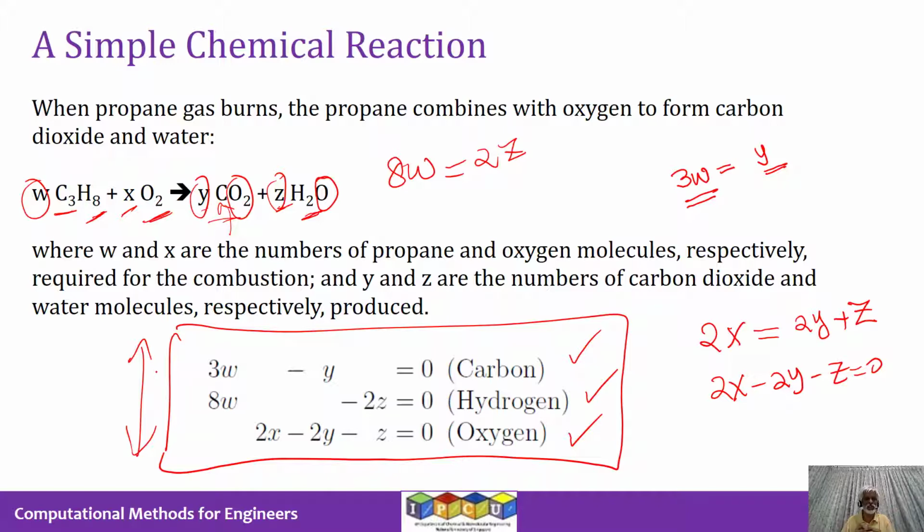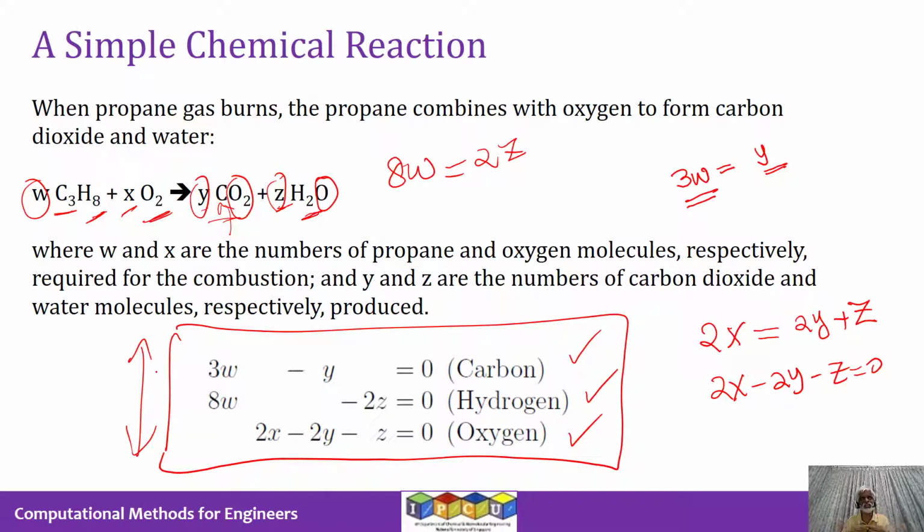So if I specify W to be equal to 1, I'm working with a basis of calculation of 1 mole of propane. If I specify W to be 1, I'm saying the basis for my calculations is going to be 1 mole of propane. And then I can find out how many moles of oxygen are required for that, and how many moles of carbon dioxide and how many moles of water it will produce, right?